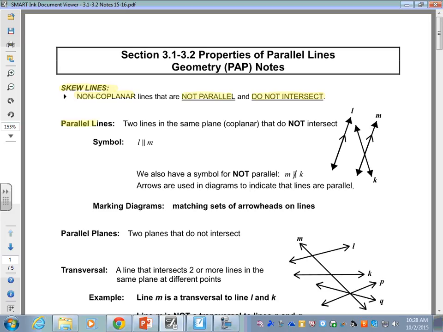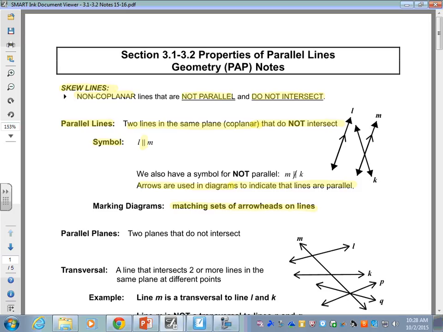Parallel lines, most of you already know that. Two lines in the same plane, so they are coplanar, but they do not intersect. We are also already familiar with the symbol. Okay, we're also familiar with arrows being used to indicate the lines are parallel. We've already talked about that. When you have a three-dimensional shape, or you have more than one set of lines, make sure you know that a matching set of arrowheads on lines show that those pair are parallel. Because you're going to see on your example today, you're going to have one set with the lines marked and one not.